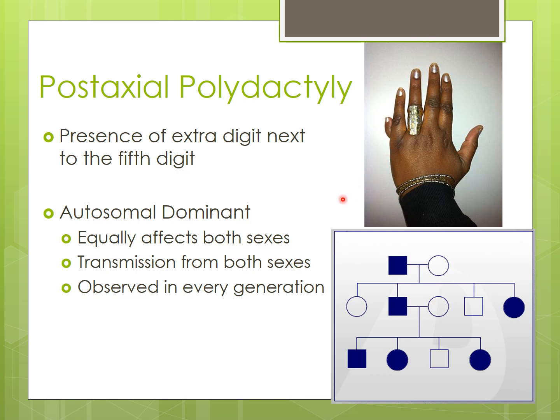Now, this follows the autosomal dominant pattern in that it equally affects both sexes. Transmission happens from both sexes. It doesn't matter. You can see it's passed on from generation to generation, and you are observing it in every generation. If it's dominant, there's a very good chance that it will be passed on. So you can see that we have this multi-generational pattern in this autosomal dominant pedigree here.